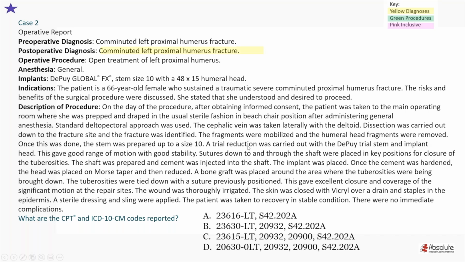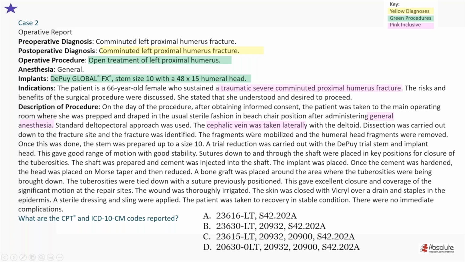Okay, our keywords: the post-operative diagnosis, comminuted left proximal humerus fracture, open treatment of left proximal humerus. So that's our diagnosis and procedure. Then we had an implant, the DePi Global FX stem size 10 with a 48 by 5 humeral head. Okay, so the traumatic severe comminuted proximal humerus fracture, I'm going to make it pink because we've already got it here. Anesthesia was general.